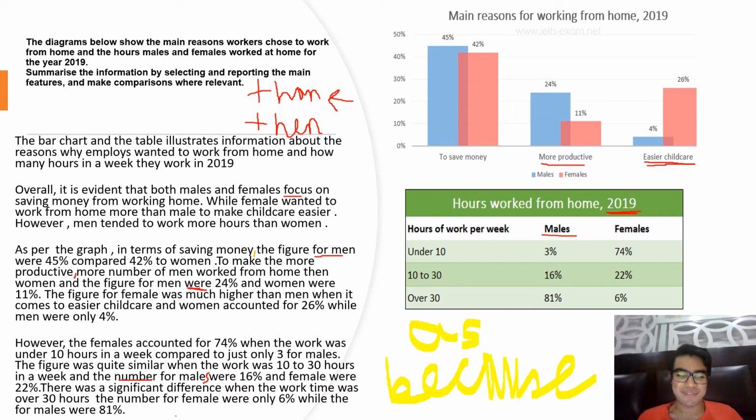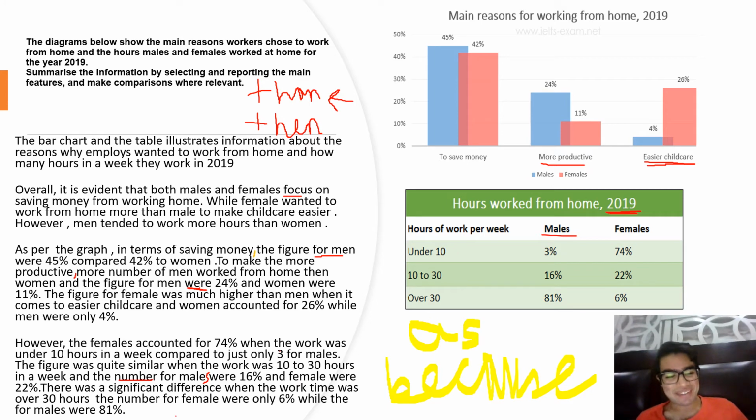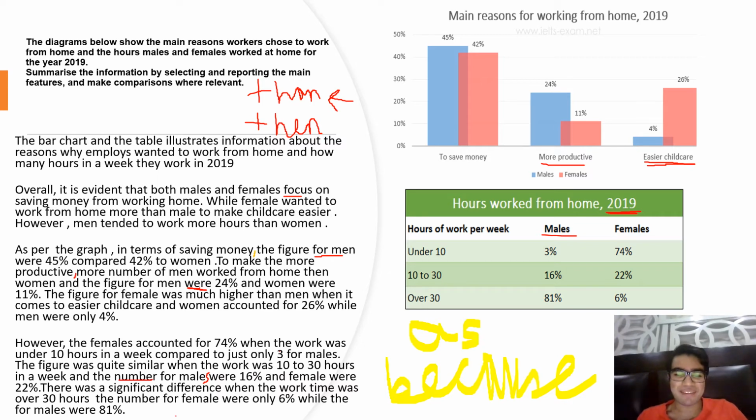So say there was a significant difference when the work time was over 30 hours because the number for females, use plural form females, not female, because the number for females was, okay, not were. Use was only 6%, while the number for males was 81%. This paragraph was really good, the last one, honestly.